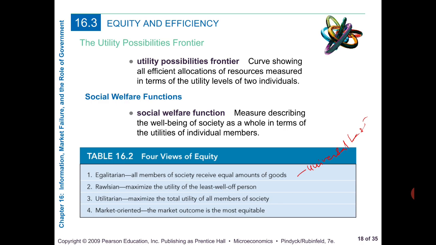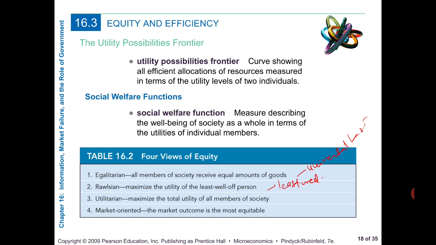The Rawlsian view of equity is that we should try to maximize the utility of the least well-off person. That means you look at the one most behind in society, and this person's utility should be brought up to the average level, or to a level considered decent, comparable with other people in society. The utilitarian view of equity maximizes the total utility of all members of society. It views society as a whole, not the one at the bottom.